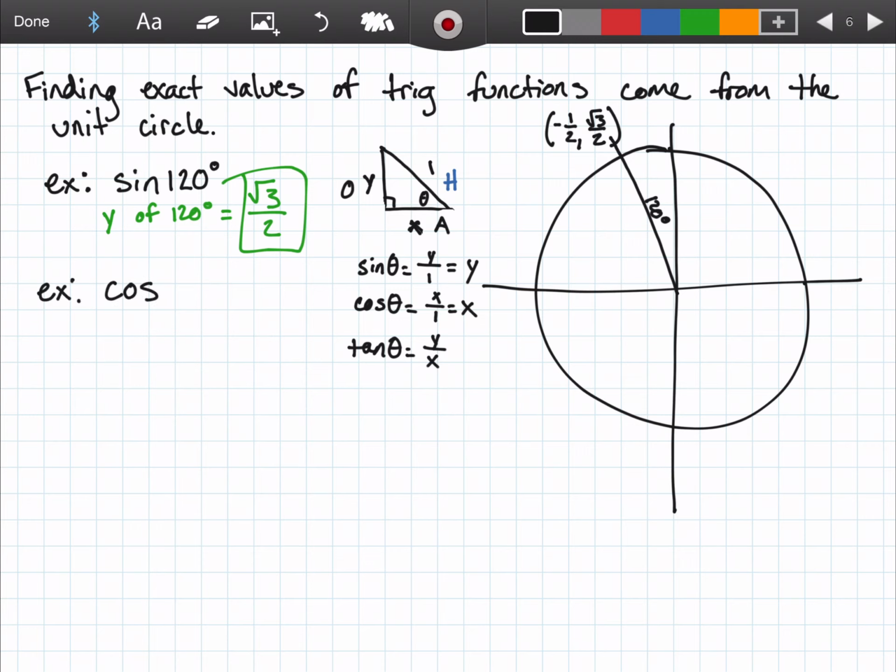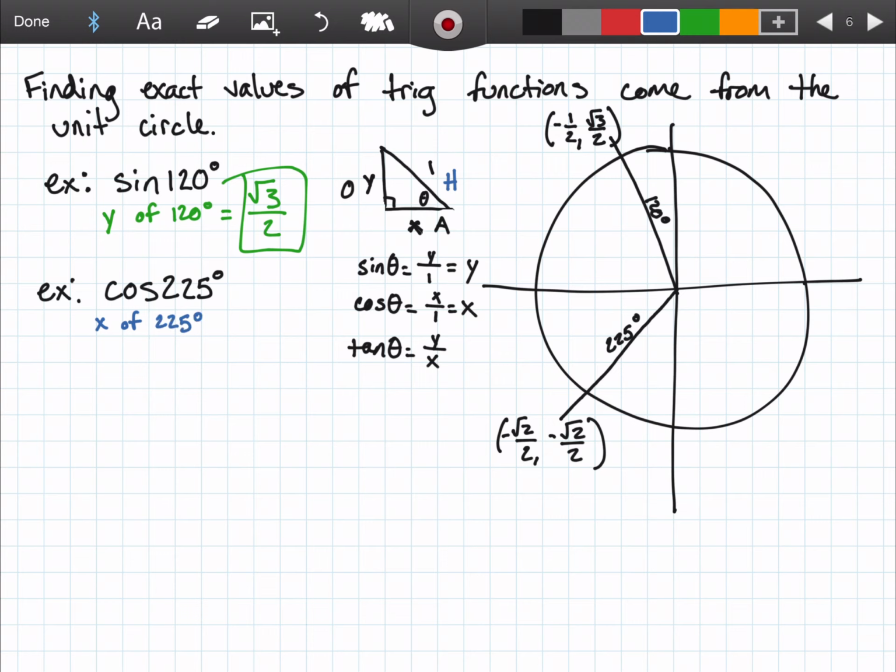Maybe I want the cosine of 225 degrees. 225 is down in here. It's negative root 2 over 2, negative root 2 over 2. Cosine wants the x of 225 degrees, which is negative root 2 over 2.